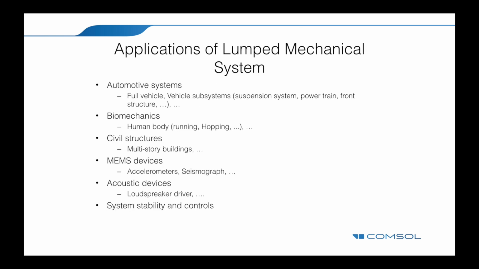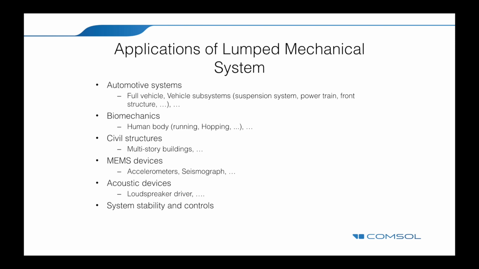There are lots of application areas where this can be used. These lumped mechanical systems can be expanded and used in automotive systems for a full vehicle simulation, or for simulating a subsystem, maybe a suspension system of a vehicle. It can be used in biomechanics for simulation of the human body. It can be used in civil structures, in MEMS devices, maybe in acoustics devices. If you want to substitute the diaphragm of a loudspeaker, this can be done with the lumped mechanical system interface.